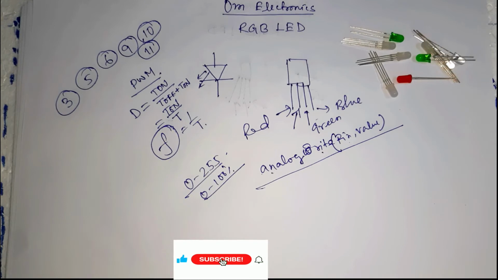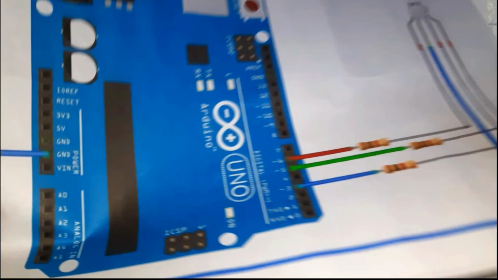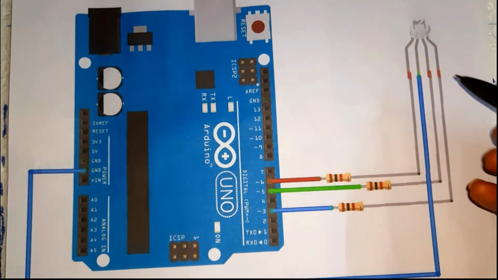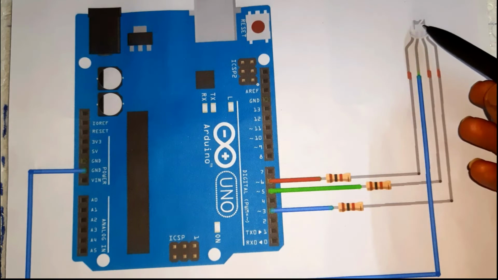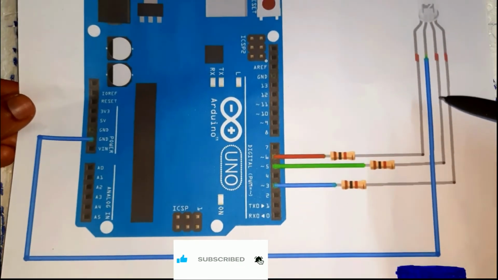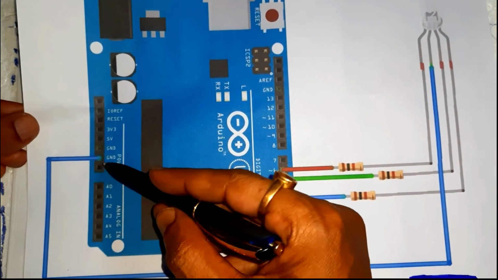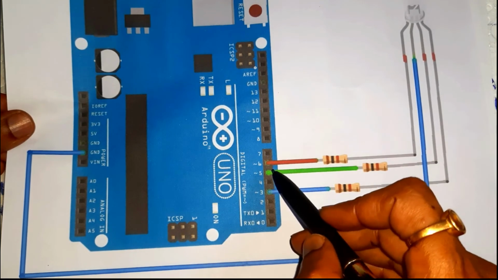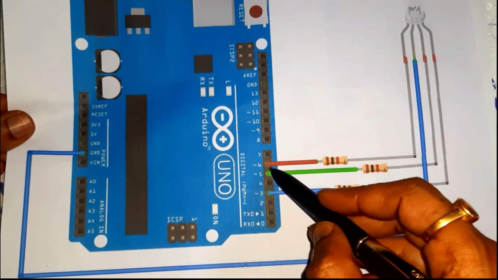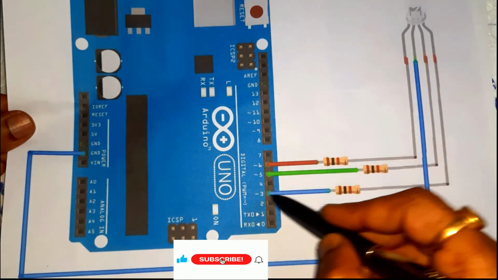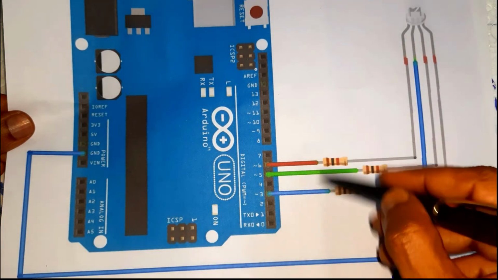Now we can control a single RGB LED using Arduino. So this is the circuit diagram. Here we use a single LED with common cathode terminal. We connect this terminal to the ground terminal of the Arduino board. Here we use the red terminal on pin number 6, the green terminal on pin number 5, and the blue terminal on pin number 3, through a 1K resistance.